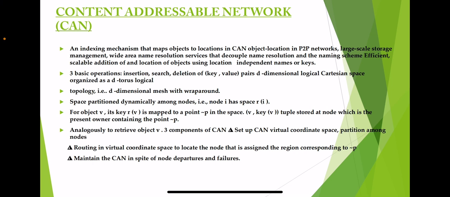Analogously, to retrieve object V, there are three components of CAN. Setup the CAN virtual coordinate space and partition it among the nodes. Routing in the virtual coordinate space to locate the node that is assigned the region corresponding to P. And maintain the CAN in spite of node departures and failures.